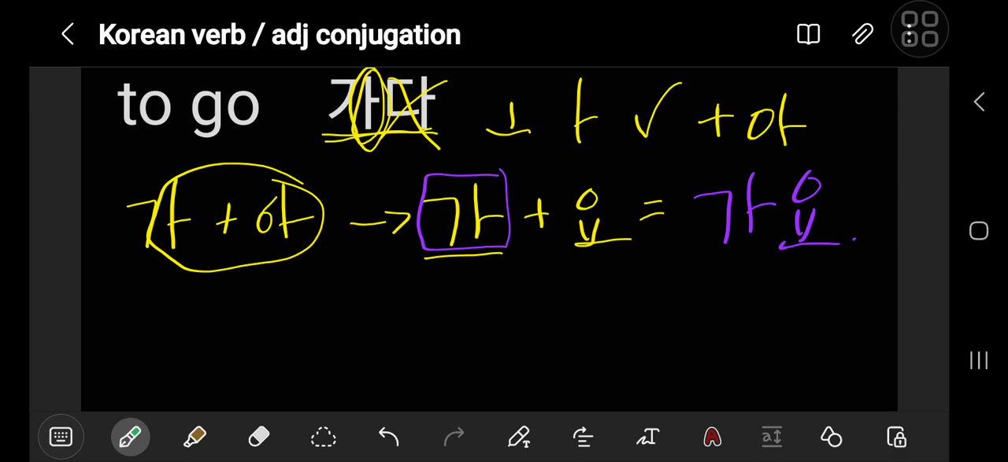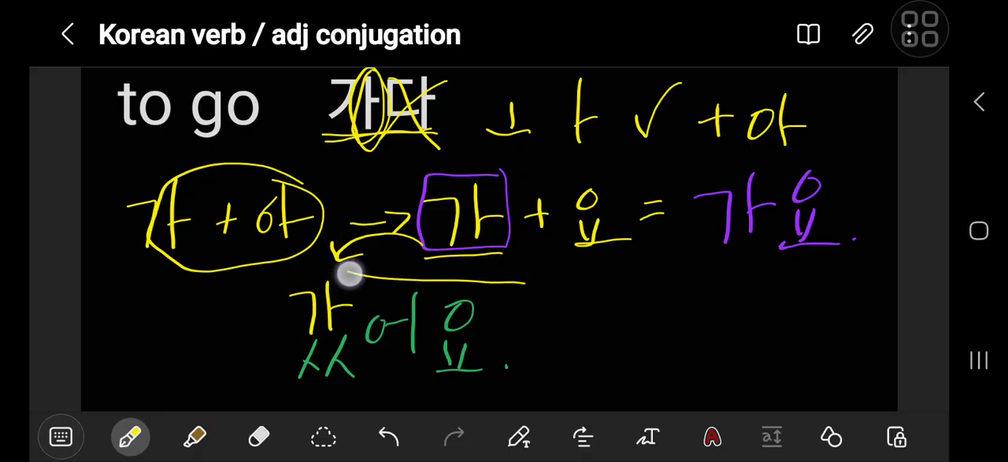So we have our past tense, which is usually this, right? We have the double shiot on the bottom plus o. This is always going to be our o. And then yo for politeness. So what do we need from the original? We just need our original conjugated form, ka. So our past tense is 갔어요.